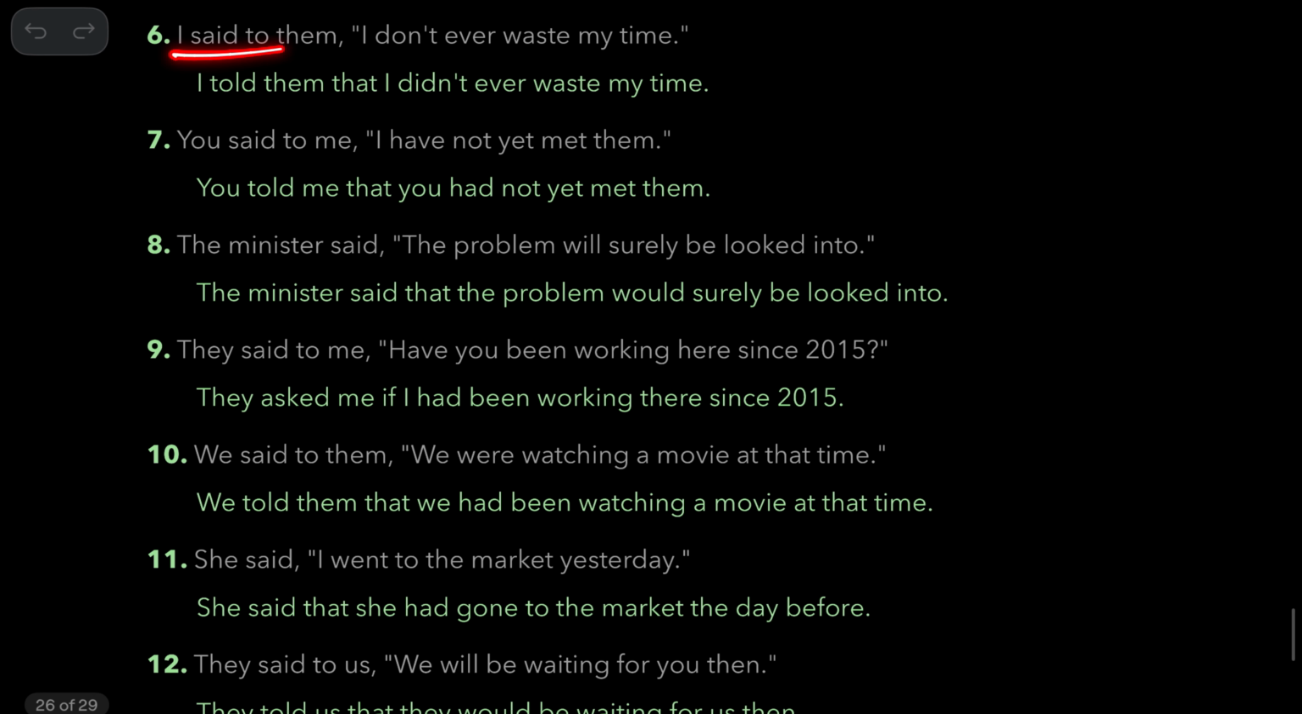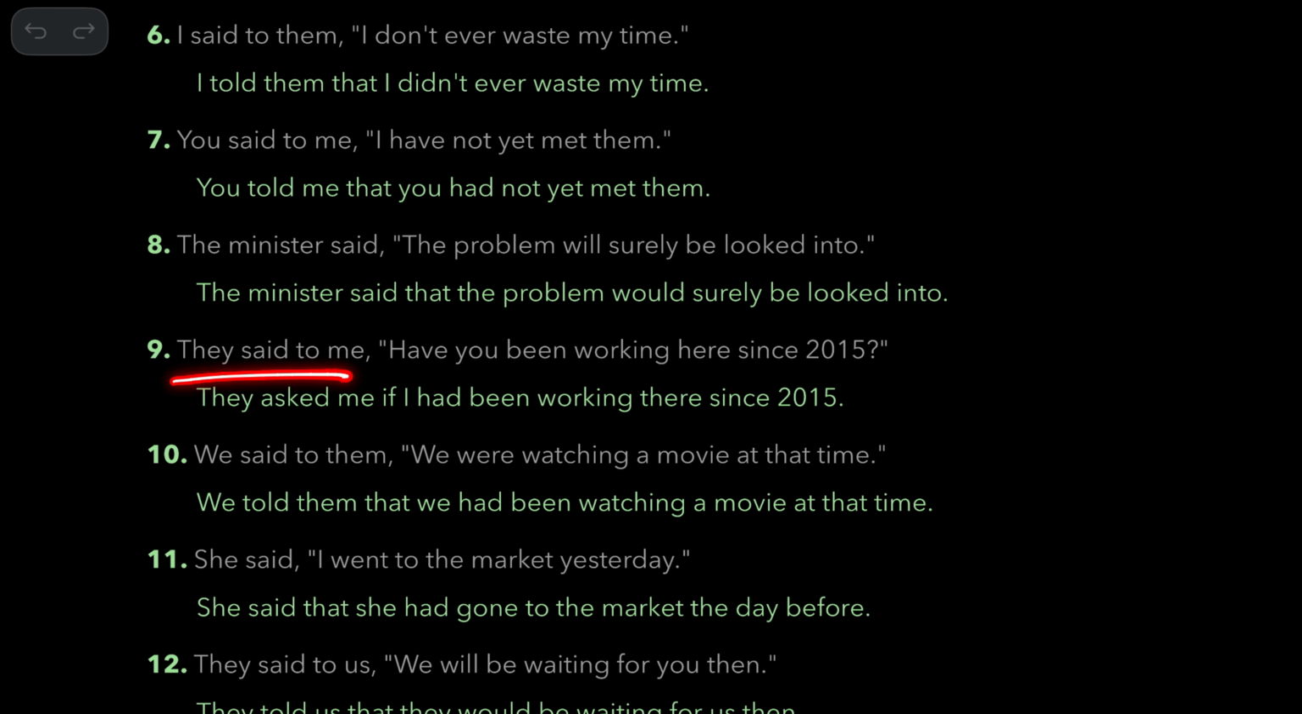I said to them, "I don't ever waste time." I told them that I didn't ever waste my time. You said to me, "I have not yet met them." You told me that you had not yet met them. The minister said, "The problem will surely be looked into." The minister said that the problem would surely be looked into.